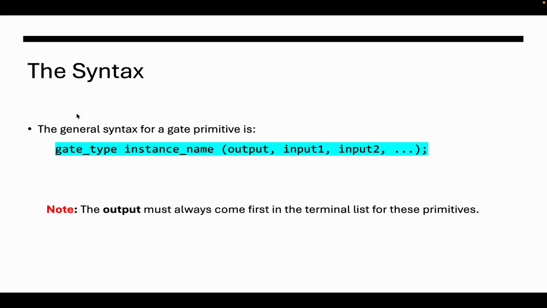The general syntax for writing a gate primitive is you write the gate type. For example, if you have an AND gate, you write and, and how many times it is being called. If I am calling it for the first time, I'll write A1, AND of 1. First you write the output pin, then your inputs. The important thing to note here is the output must always come first in the terminal list of these primitives. That means output always has to be first.